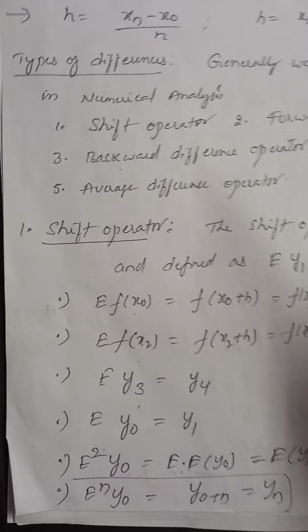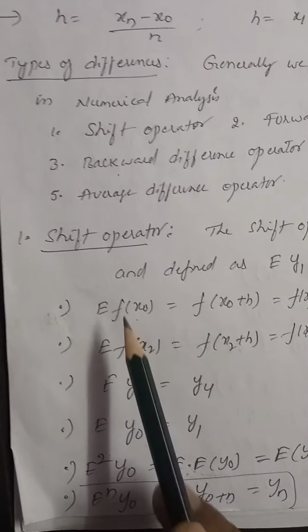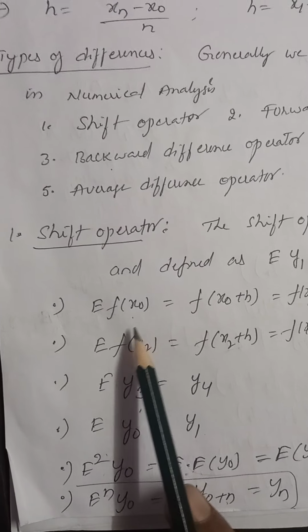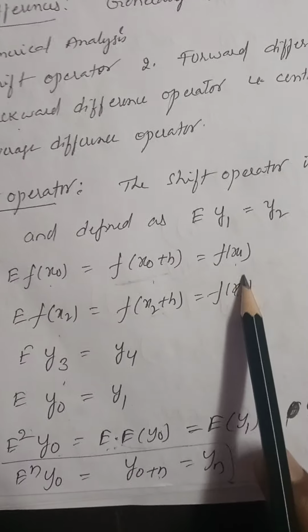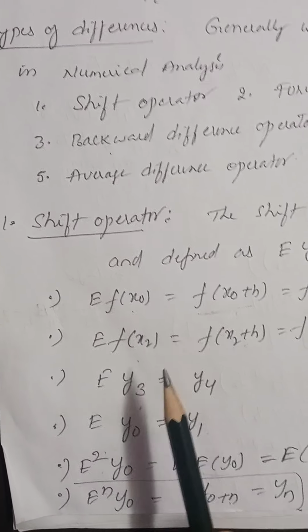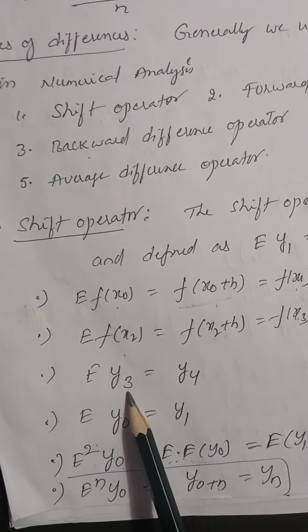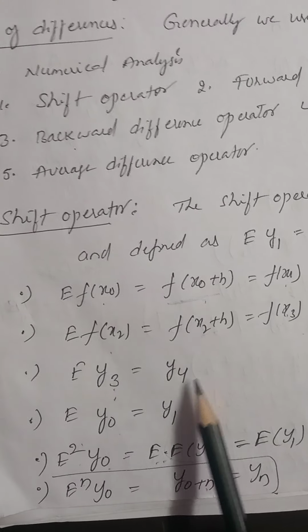Next function value is f of x naught plus h. That means E is an operator operating on the initial function value. It gives the next immediate value. This next immediate value is also denoted by f of x1. Similarly, E operating on f of x2 gives the next immediate value f of x3. E is operating on y3, y3 is a function value. It gives the next immediate function value y4.